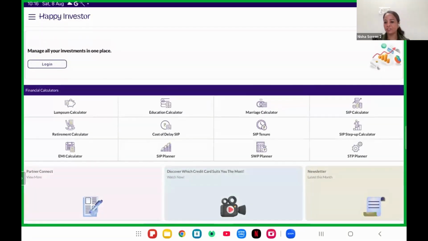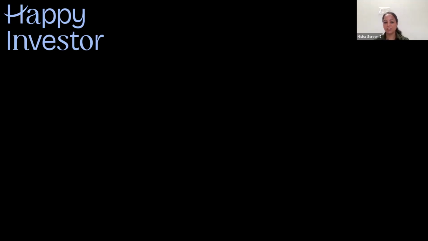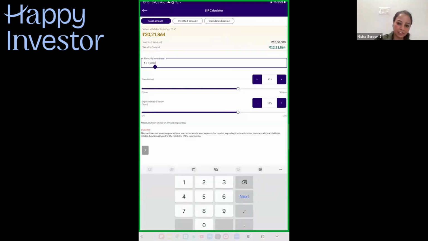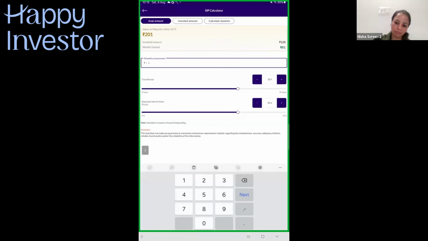Now let's go to the third calculator, which is the SIP calculator. Let's assume that you are planning to invest 50,000 every month. So let me enter that amount. And here we are planning to invest it for a period of say 15 years. So let me use the plus sign to increase the number of years. And I'm expecting the rate of return as 12%.